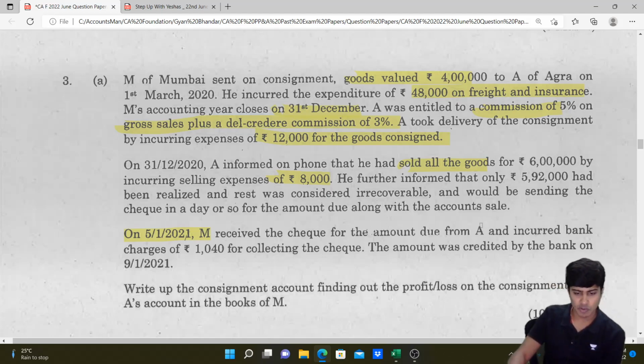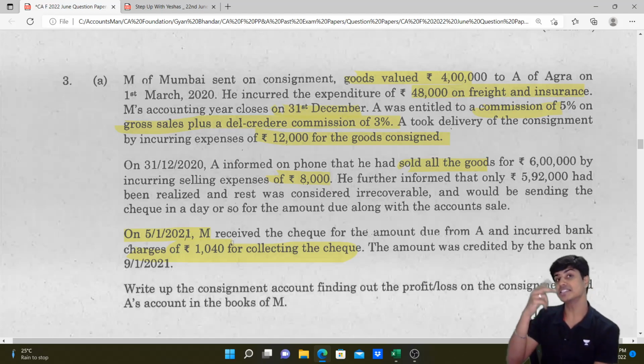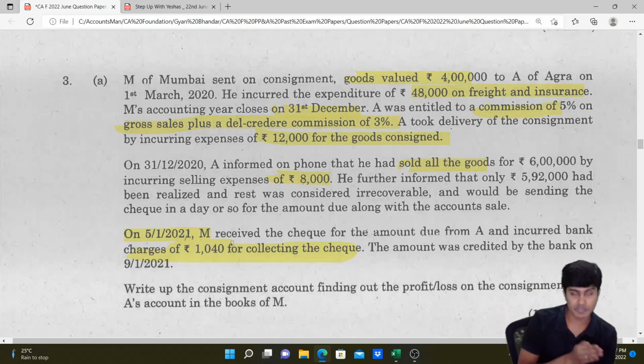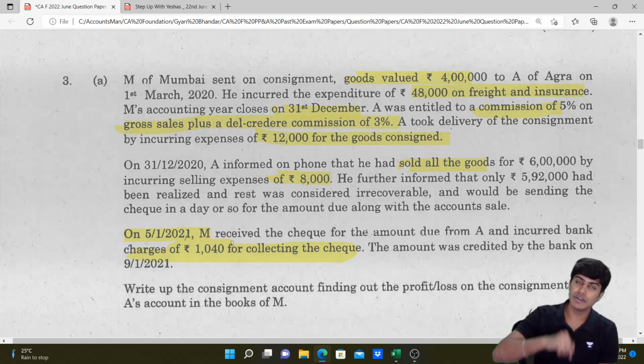M received the cheque for the amount due from A, and incurred bank charges of 1,040 for collecting the cheque. This 1,040 expense is incurred in January, that is next year. We are accounting for 2020. However, in 2020, when we prepare the consignment account for Mr. M, we can make a provision for this collection charge of 1,040.